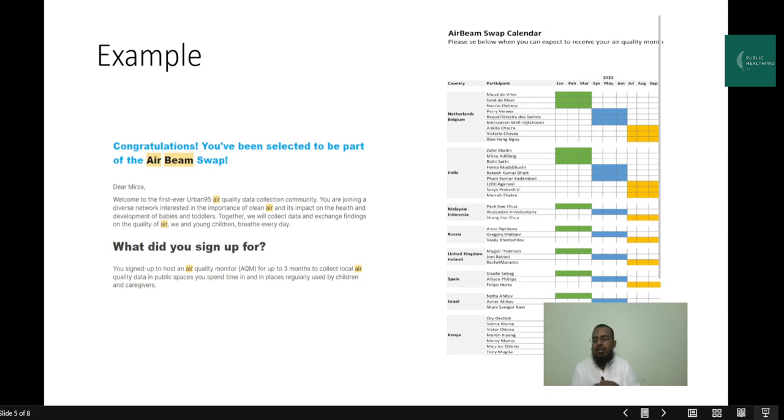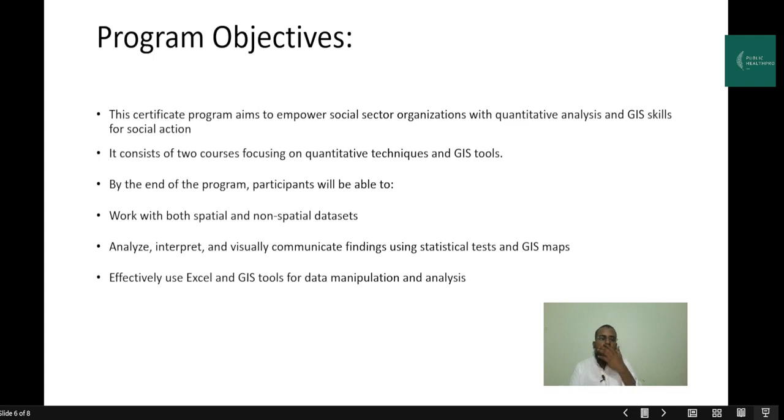as public health professionals. Basically, we have already discussed the quantitative and GIS parts. So this program objective is specifically expected to run from Azim Premji University. This certificate program is important to social sector organizations, quantitative analysis and GIS are skills for social action, based on organization and impact that several ministries are working on, so that will create a great role and great learning, and after learning we can implement as well.